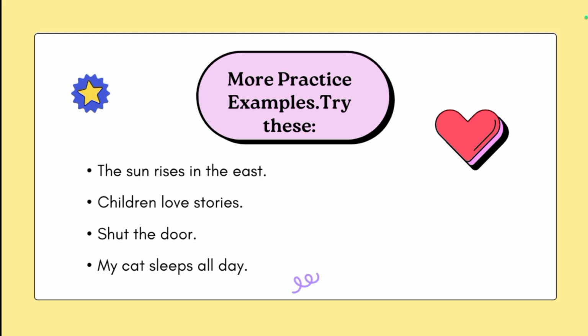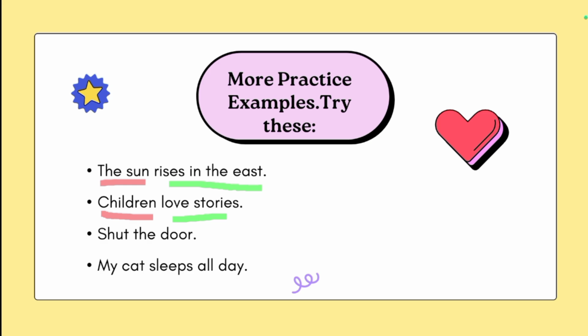The sun rises in the east. What is the subject? Yes, the sun. What does the sun do? Rises in the east. It's the predicate. Children love stories. Who loves stories? Children. And what do children love? Love stories. So children, subject; love stories, predicate.